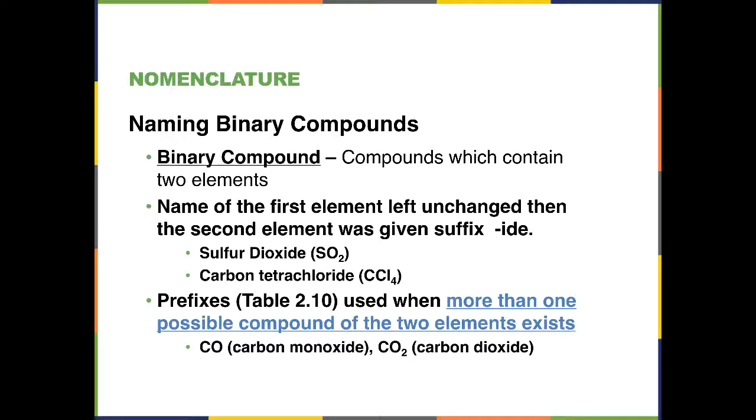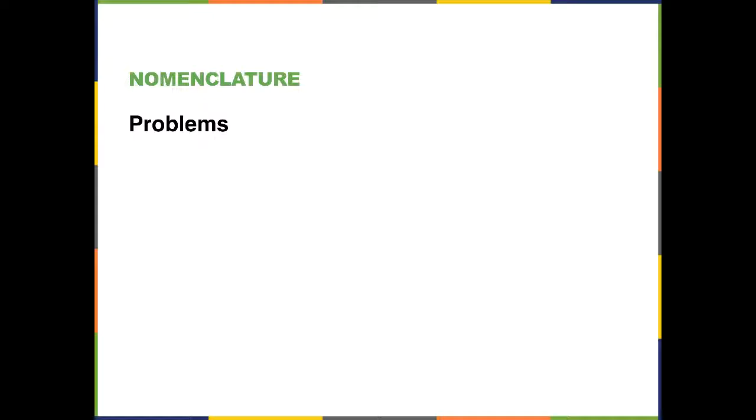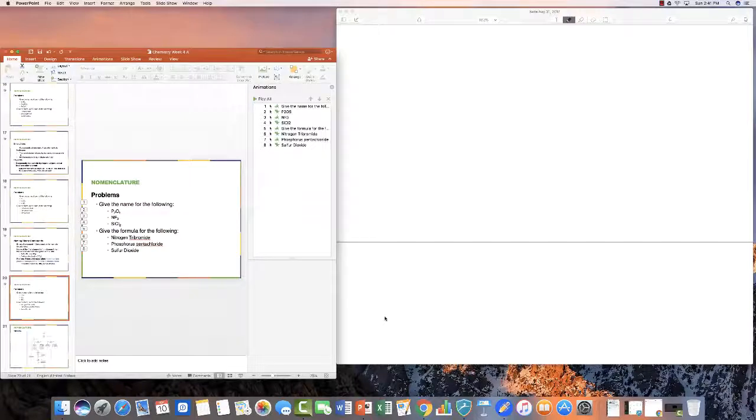So this is another example. There's carbon monoxide and carbon dioxide. So you have to use mono and di to tell you that there is more than one possibility. So let's look at some examples here. Just give the names for these.